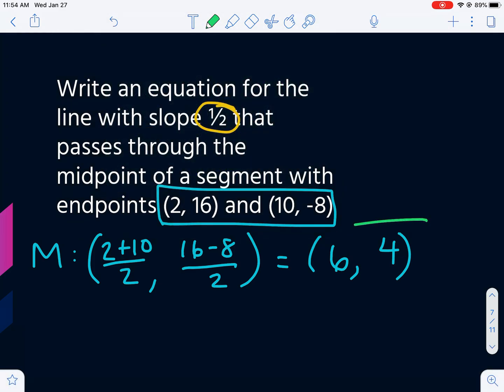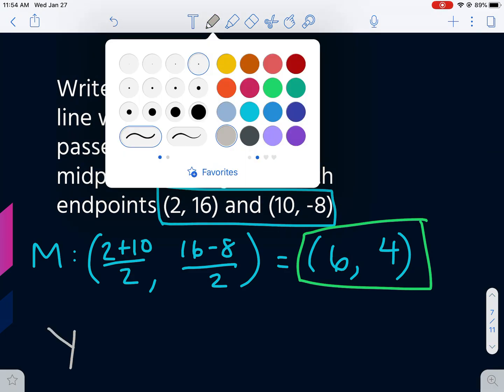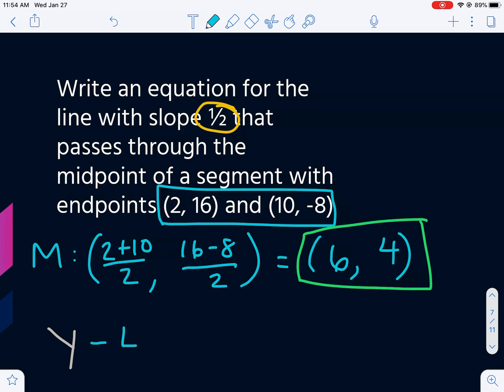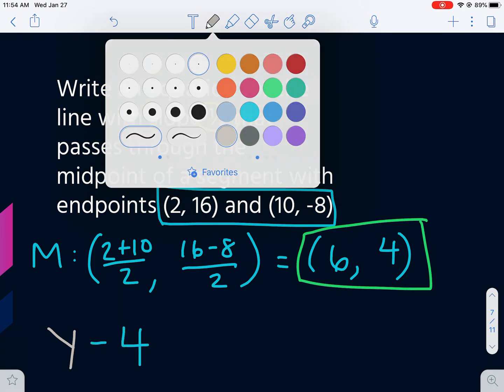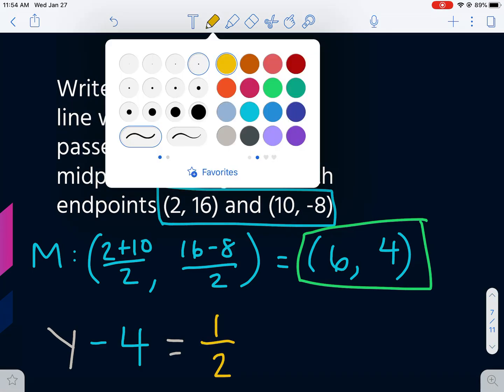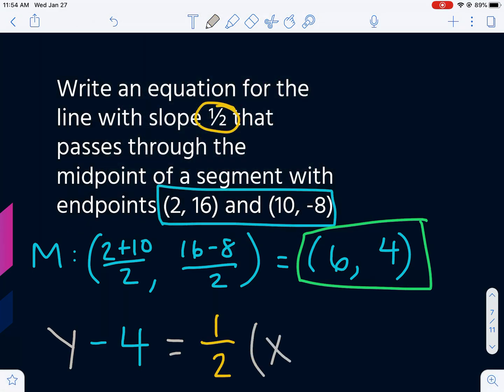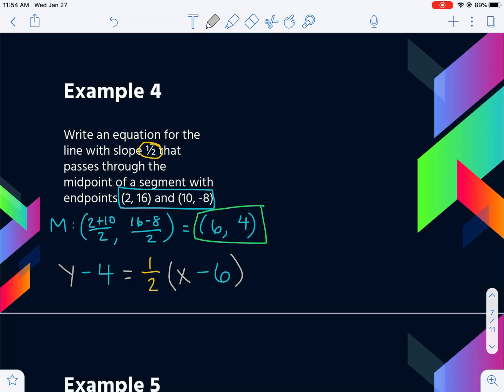So I'm using this point as my midpoint. I'm going to do y minus my y value, 4, equals my slope times x minus 6. Again, if I need it in slope-intercept form, I'll go ahead and distribute and add my 4 over. If it doesn't say that, I can stop right here.